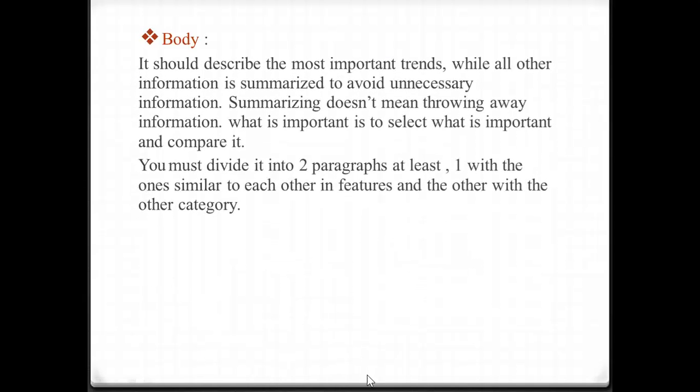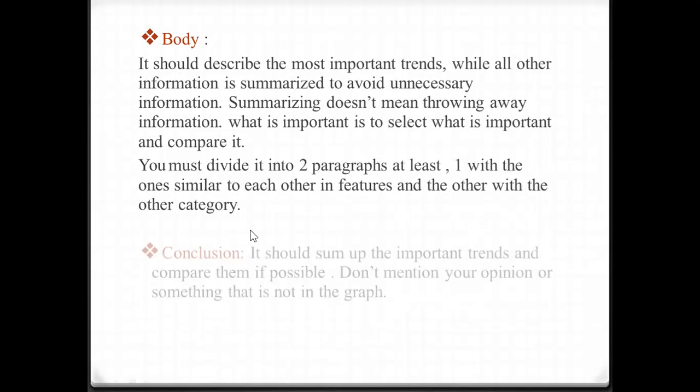So we have the body. It should describe the most important trends while all other information is summarized to avoid unnecessary information. Summarizing doesn't mean throwing away the information. What is important is to select what is important and compare it. You must divide it into at least two paragraphs, the first one with the ones similar to each other in features, and the second one with the other category.